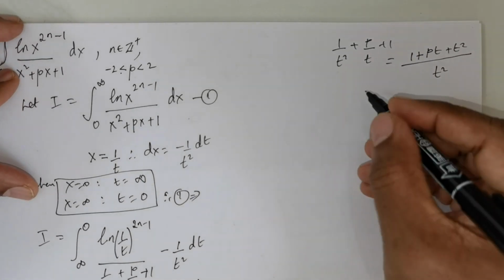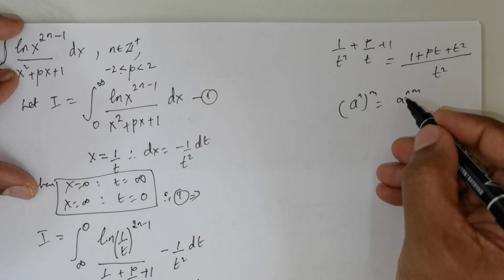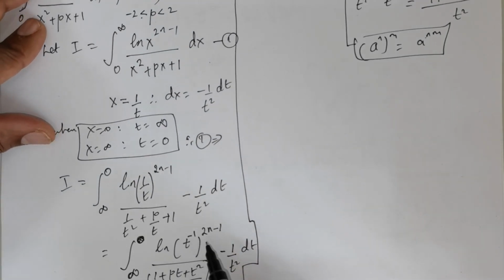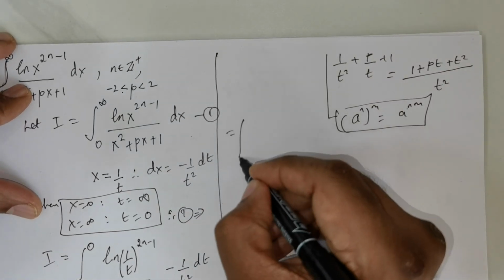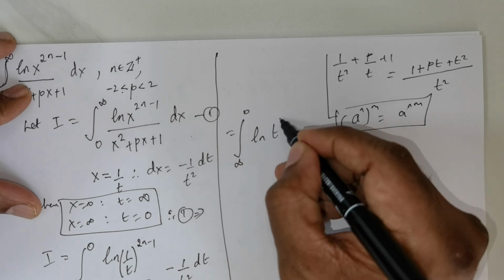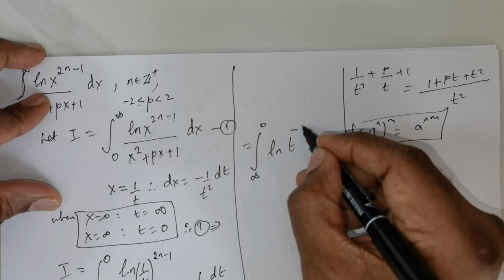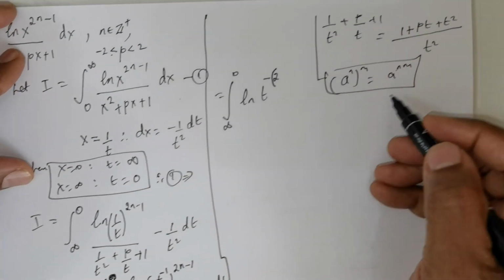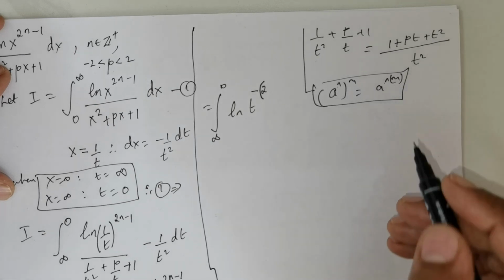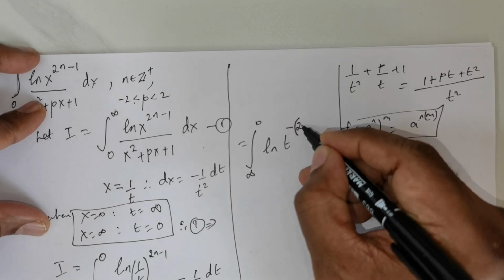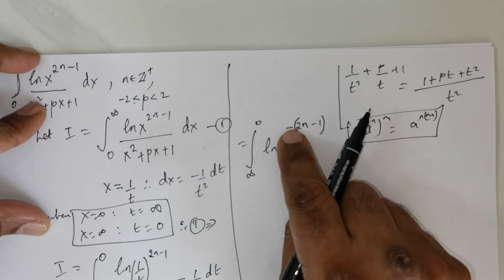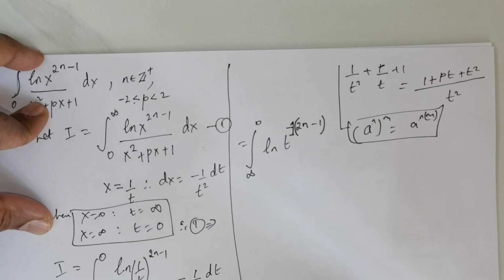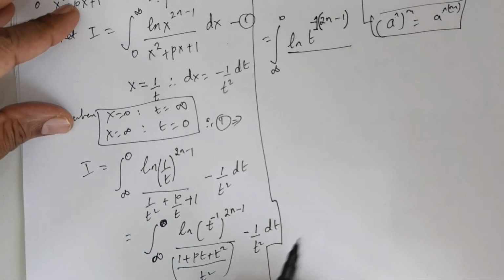Now we can use the law of indices: a raised to the power of n raised to the power of m is equal to a raised to the power of n times m. By that property, I can multiply these two indices. So this is going to be integral infinity to 0 of ln t raised to the power of negative 1 times 2n minus 1. I don't want to disturb this index, so let me keep that index. Now instead of writing it as negative, I will write it as negative 1. Fair enough, right? So this is divided by, now this component can be flipped.